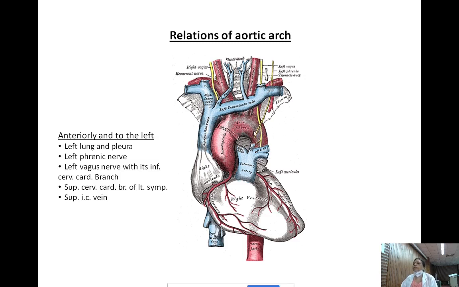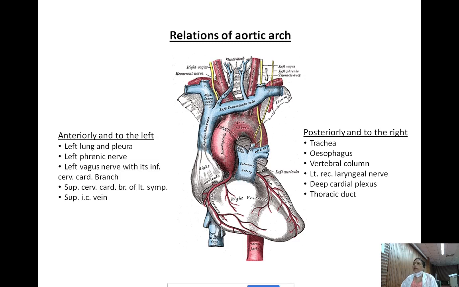And also you can see the left phrenic nerve and the left vagus nerve is there, and that is the inferior cervical cardiac branch and the superior cervical cardiac branch. Another vein will come and it will drain into the left brachiocephalic vein, that is the superior intercostal vein.